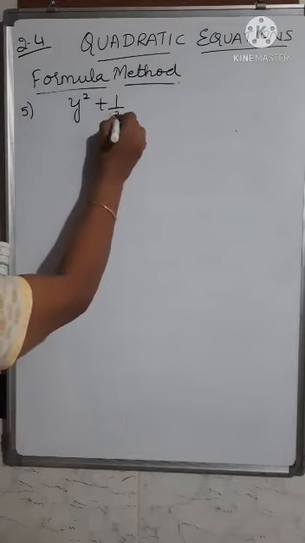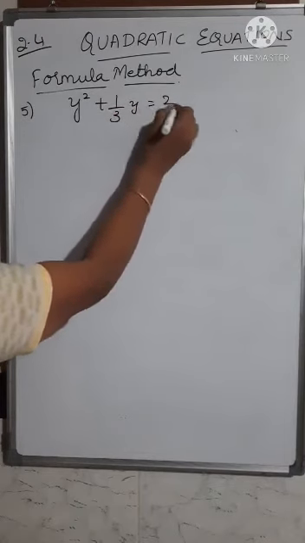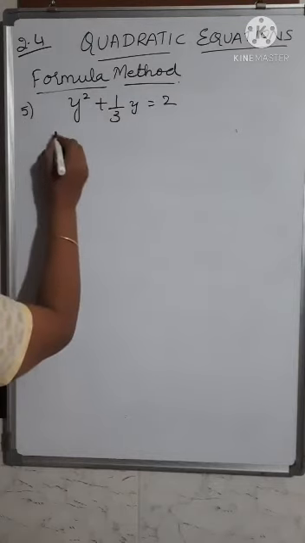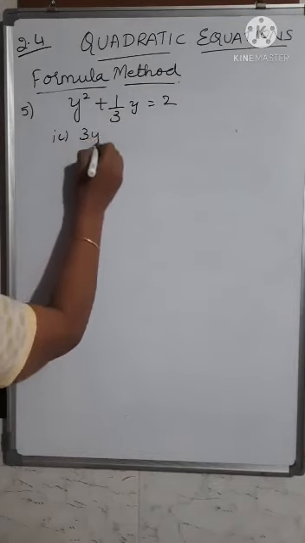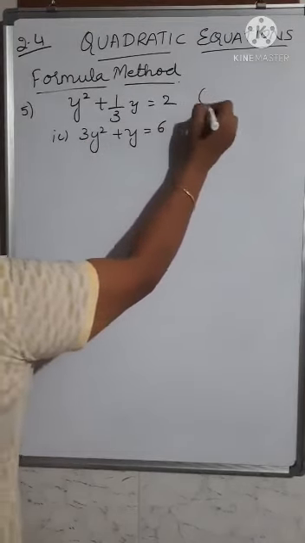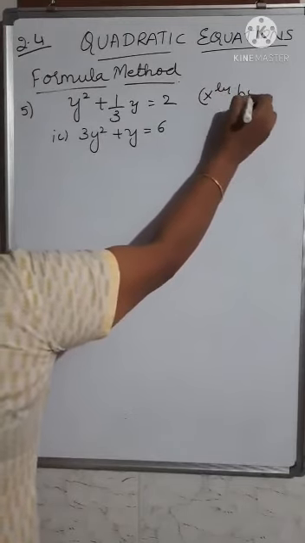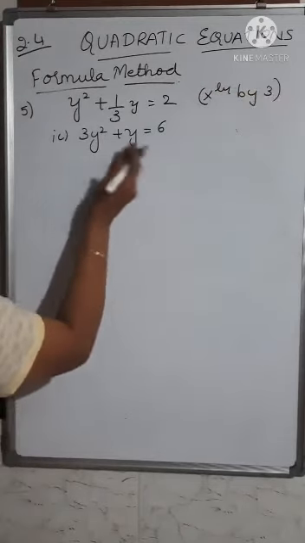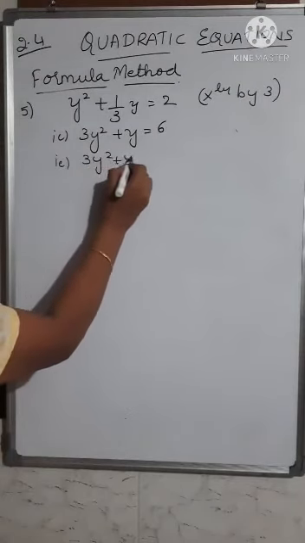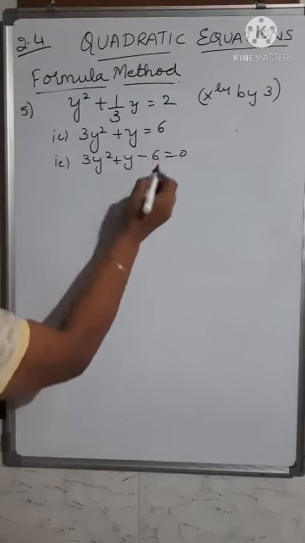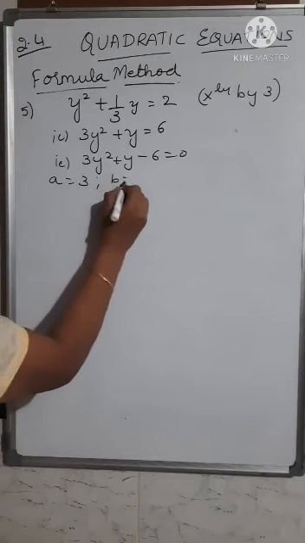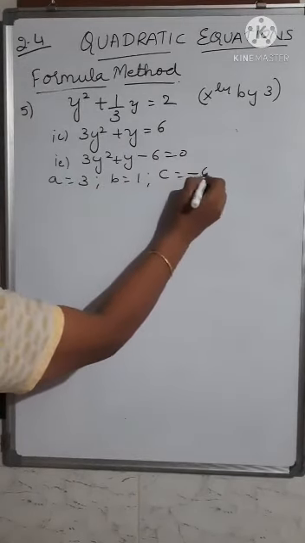The fourth problem: y square plus y upon 3 is equal to 2. Now you have got a fraction here. To remove the fraction, multiply throughout by 3. So this one will become 3y square plus y is equal to 6. This you multiply by 3, so write it in the bracket. Now rearranging it, you get this as 3y square plus y minus 6 equal to 0. Now you have to simplify it. So a you have as 3, b you have as 1 and c is equal to minus 6.